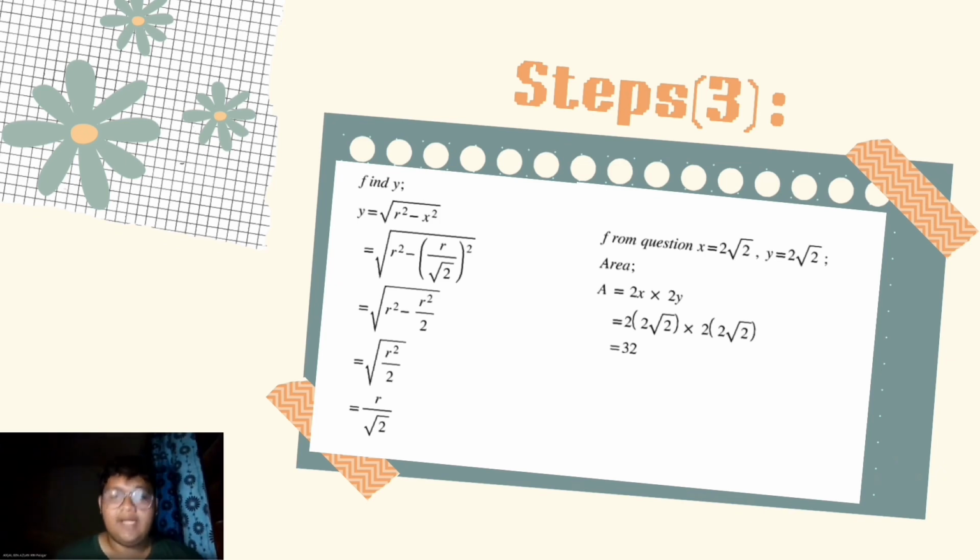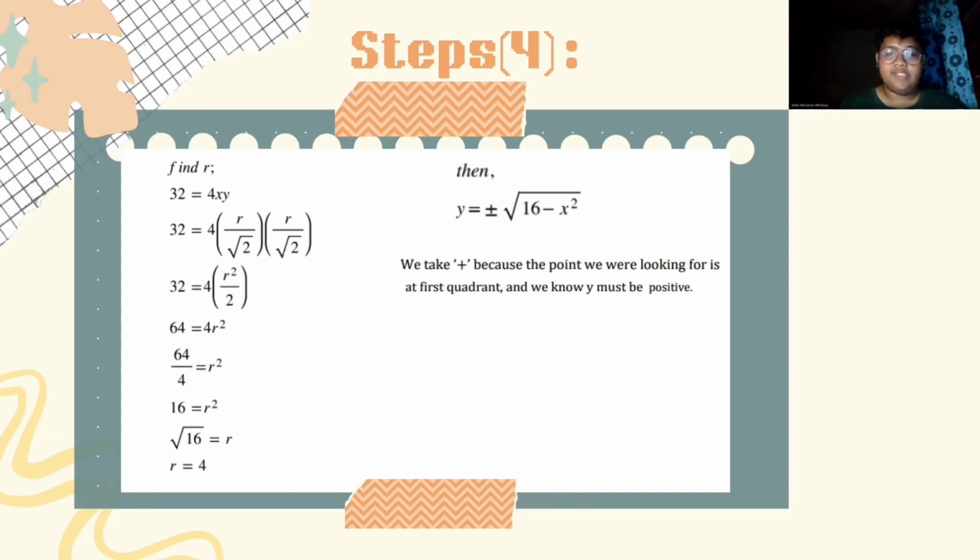From the equation, x and y equal 2 square root 2, and by substituting the value into the area equation, we can get 32 units as the area. By using 32 as the area for 4xy and substituting r over square root 2 for the x and y values as we obtained before, we can obtain the value of r, which is 4. Okay, so now I will pass the presentation to HUSNIYAH to continue the explanation.